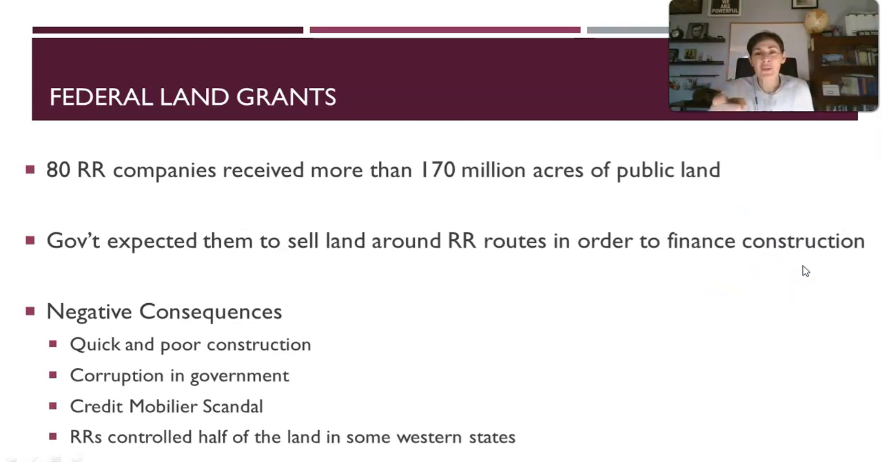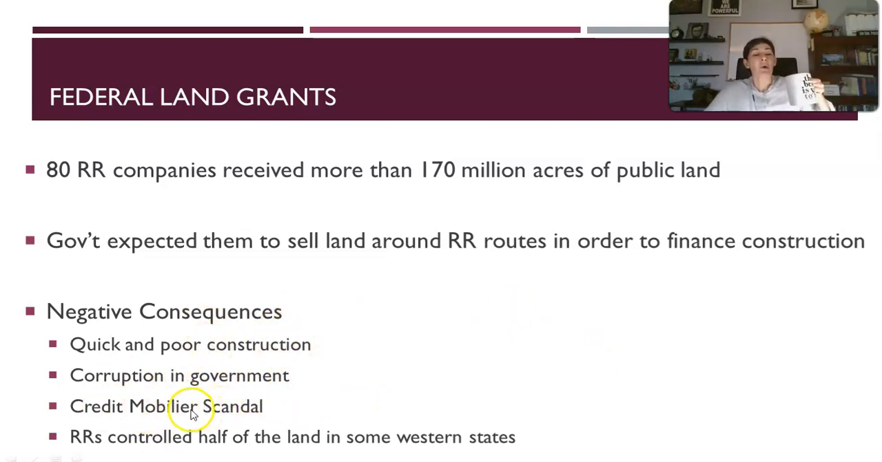Now, when people say that people did it on their own, they didn't need government to build their company, that's inaccurate. The railroads would have been nowhere if they hadn't received more than 170 million acres of public land for either free or for very little money. Government expected them to sell land around railroads in order to finance construction, but there were negative consequences from this land grab of the railroads, and you can see them here.